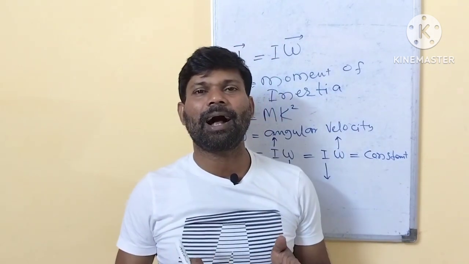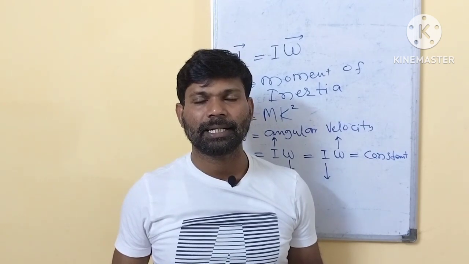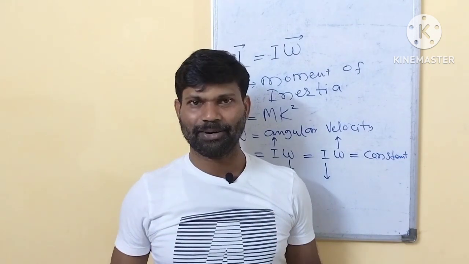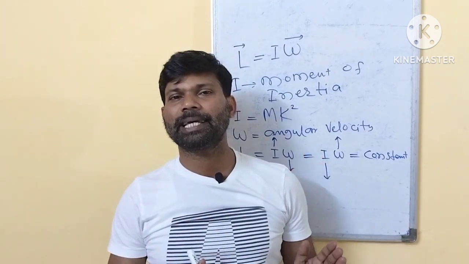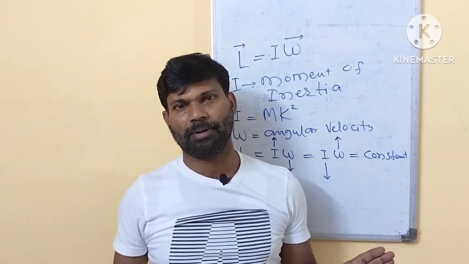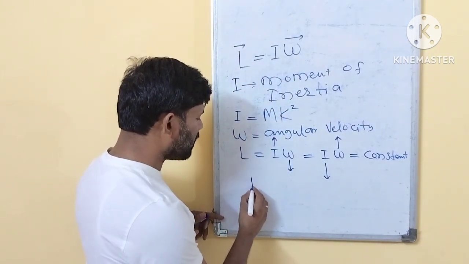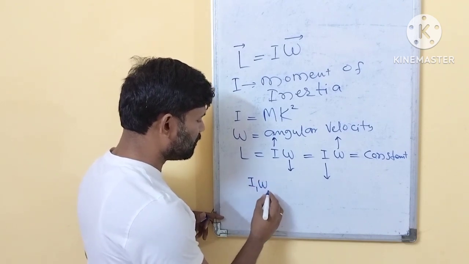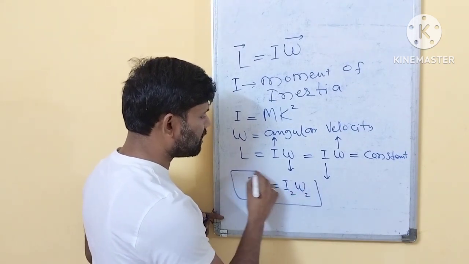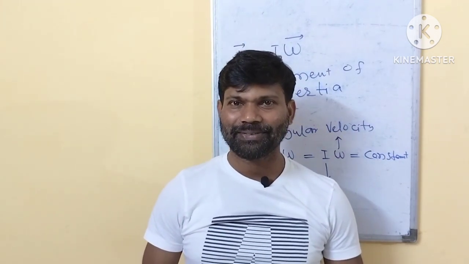This is called total angular momentum of a system is constant, or the total angular momentum of a system is conserved. Based on this formula and some kind of experiment also, you can solve a problem. Simple formula is I1 omega 1 is equal to I2 omega 2. This is conservation of total angular momentum of the system. You got it, no?